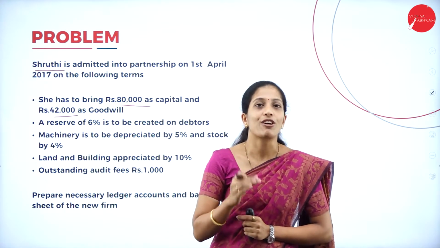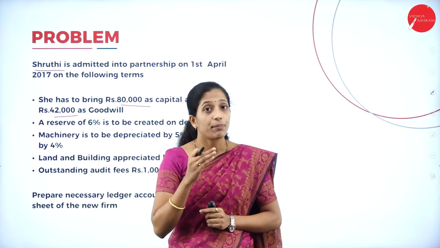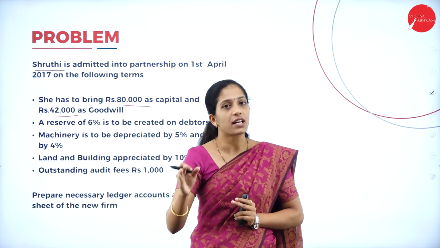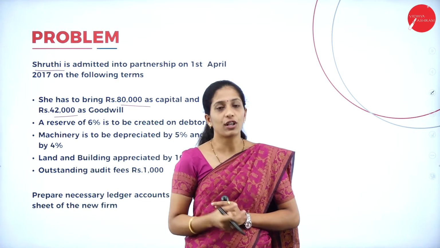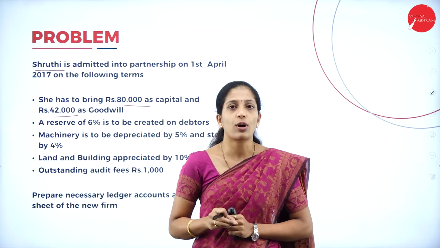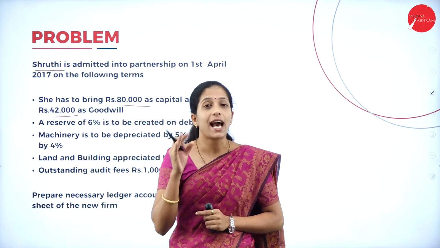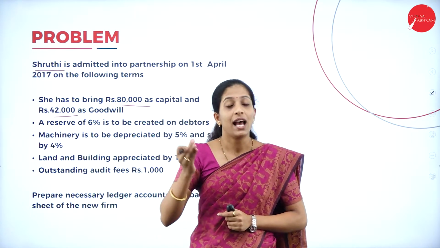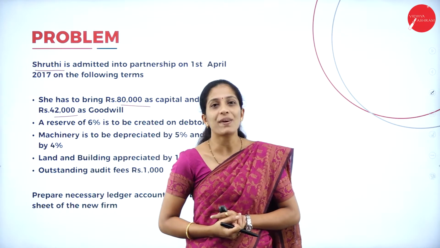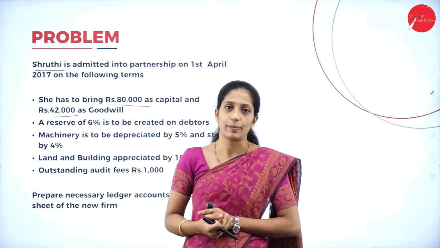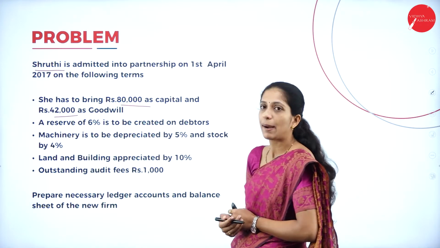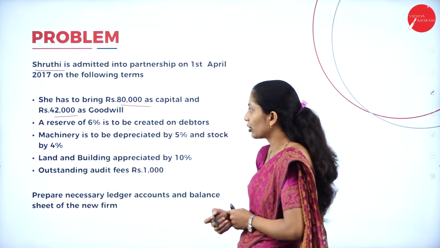Now, why does that amount have to be given to the old partners? Because during the admission of a new partner, the old partners have sacrificed their share of profit in favor of the new partner. For that reason, if the new partner is admitted into a partnership firm, he or she has to bring a certain amount as goodwill, and that goodwill will be distributed among the old partners as compensation for the share sacrificed by them. Now here also Shruti has brought 80,000 as capital and 42,000 as goodwill.